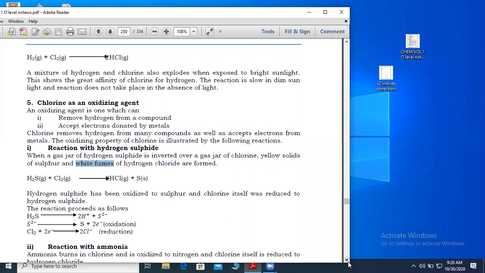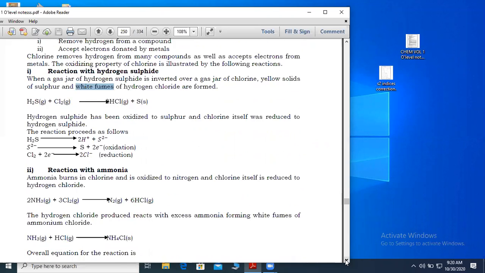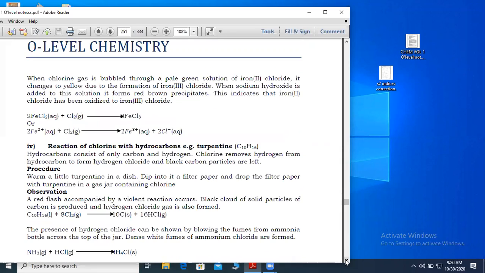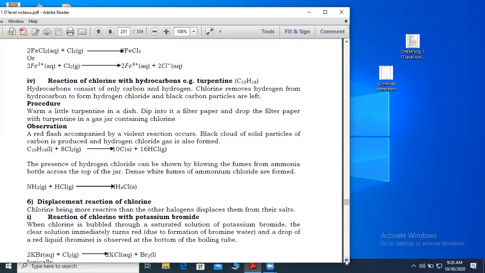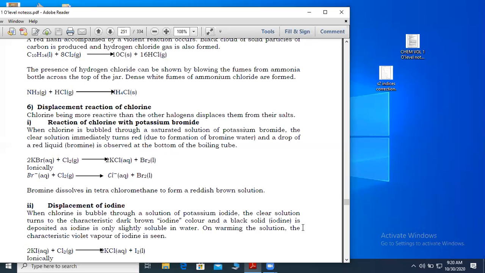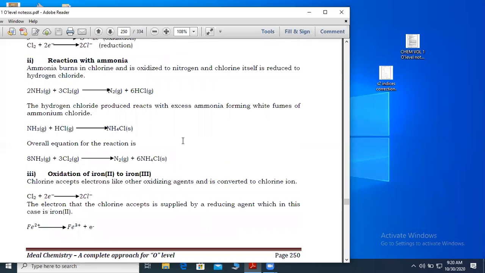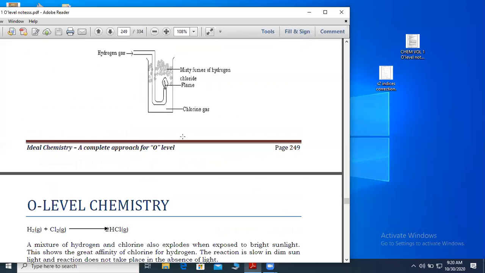Then chlorine and turpentine. The reaction between chlorine and turpentine, we also looked at it, and the answer is just right here. Chlorine and turpentine wire.